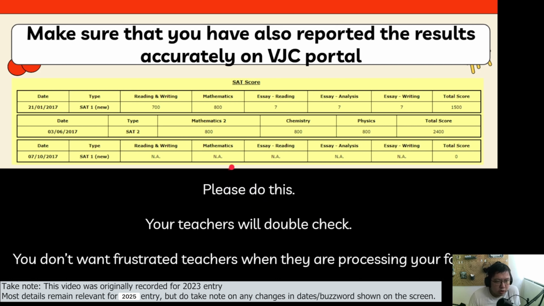Alright. Do also check that these SAT results have been reported accurately on the portal as well. So the VJC portal should be able to see this. And your teachers, whoever is guiding you, should double check on this. So please, you don't want your frustrated teachers to be angry when they are processing your forms. This part is very important.